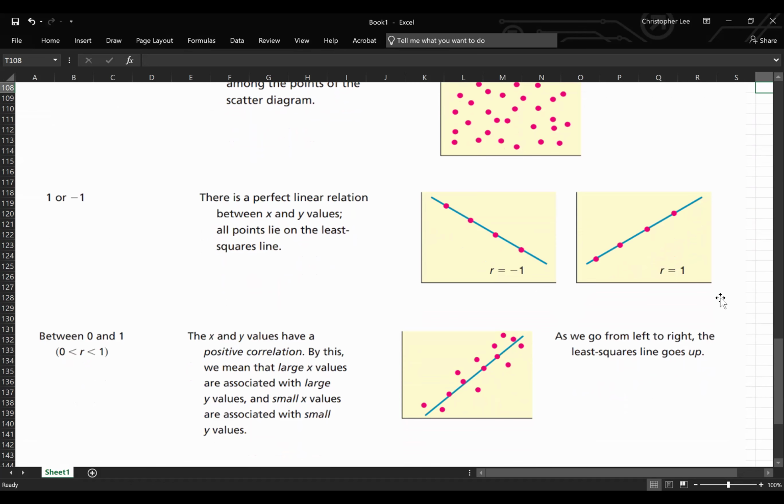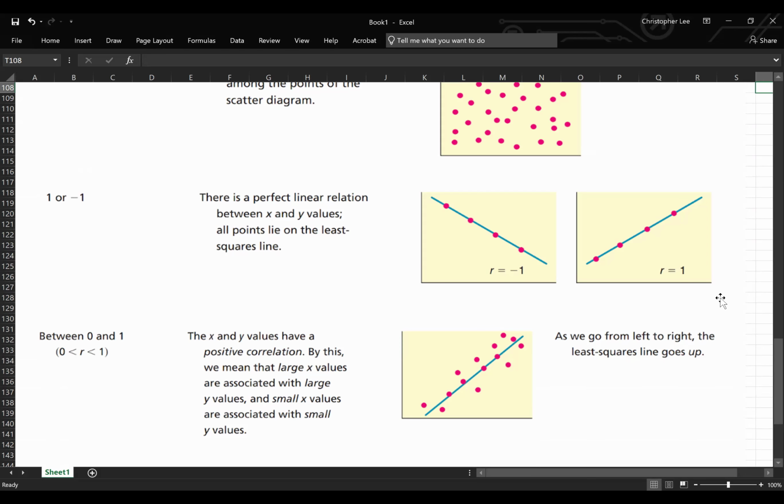It might be like negative 0 point something, but not negative zero. It could be a decimal, like negative 0.5 or something like that.